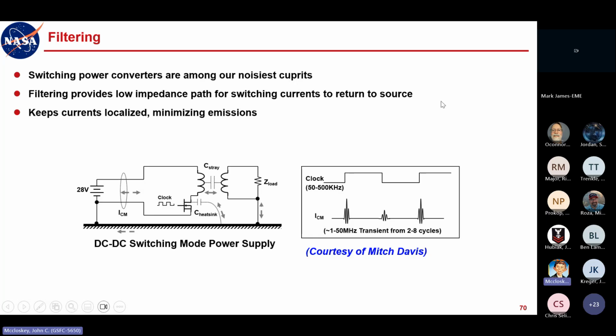A big example is that switching power converters are among our noisiest culprits. And filtering provides a low impedance path for those switching currents to return to the source. The whole nature of what a switching power converter is doing is taking a DC input, our traditional 28 volts, where I think basically 30 or 31 is the new 28. For several years, 30 to 31 volts is more standard, but we still say 28 volts. So you get somewhere around 30 volts DC level coming in.